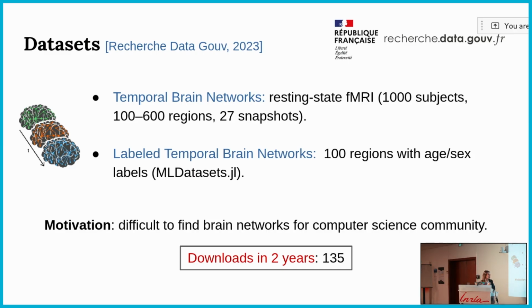And we chose to publish these two datasets because in the computer science community it's difficult to find ready-to-use networks that represent brain activity. And in fact, it had 135 downloads in 2 years.